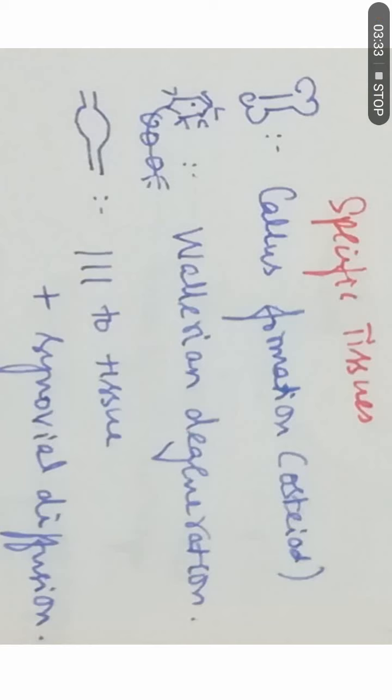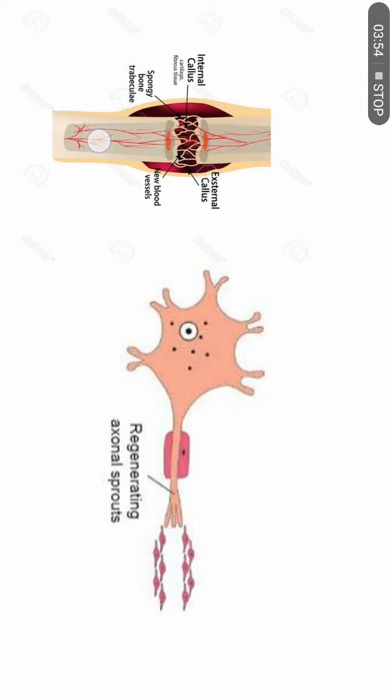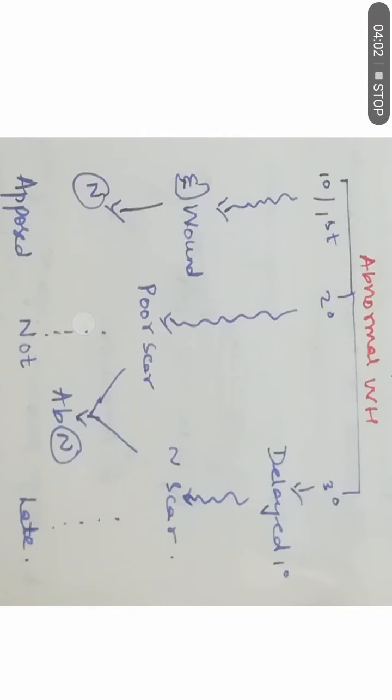Talking about specific tissues, normal wound healing in the bone, the nerve, and the tendon. In the bone, it's due to callus formation. Callus is essentially osteoid, and in the nerve it is due to Wallerian degeneration, as we saw in physiology. Tendon is similar to other tissue, but nutrients reach the tissue through synovial diffusion as well. As you can see over here, this is the callus, which is the osteoid. Here the proximal nerve gives rise to nerve sprouts.